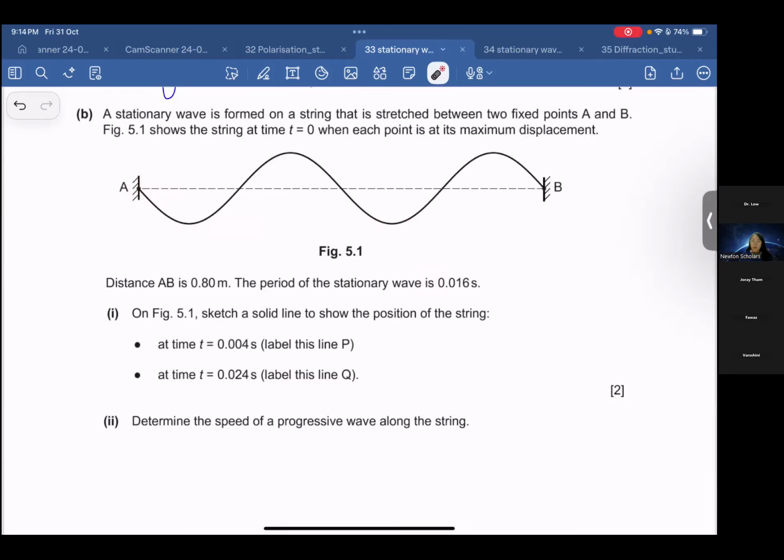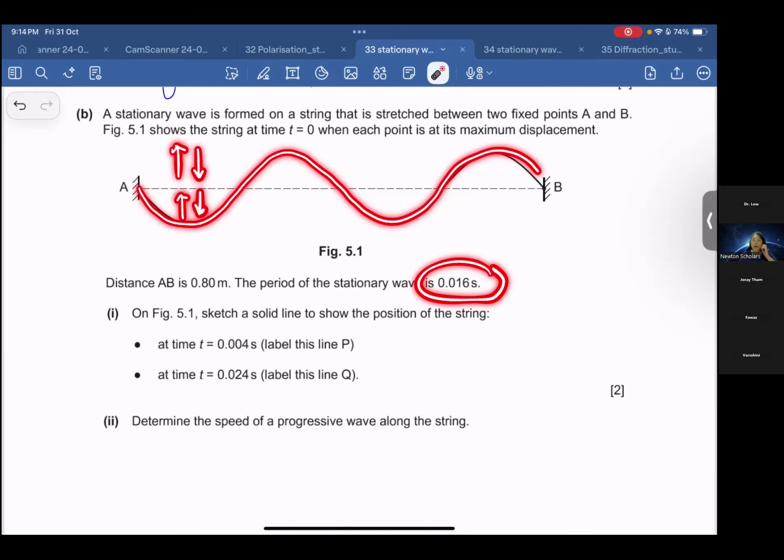Period is 0.016 second. On the figure 5.1, sketch a solid line to show the position of the string at time 0.004. This is one complete wave. Okay, they swing up, up, down, down, come back to the original position. Actually, it's considered one complete wave. This time, they say the period of the stationary wave is 0.016 second.